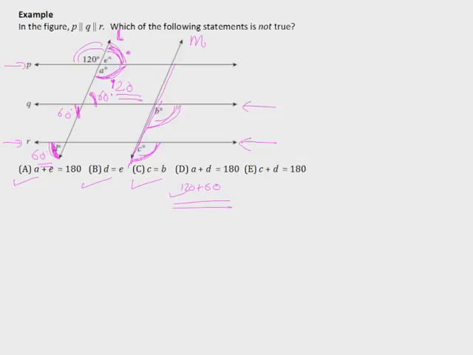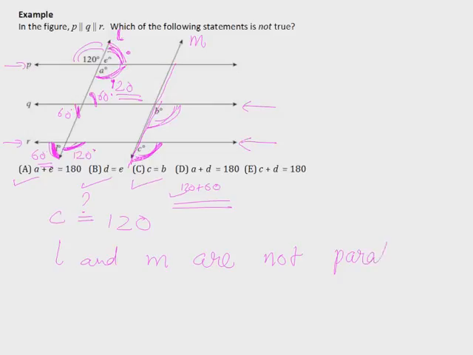What about C plus D? Interesting. So if this is 60, I know that this is 120. Now these two angles, this 120 degree angle and this C degree angle, are corresponding. Are they equal? Is C equal to 120? Well, no, because L and M are not parallel.